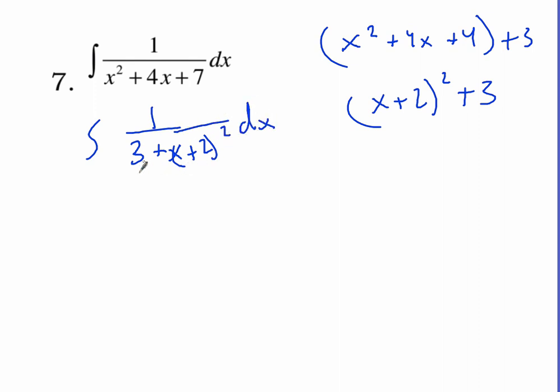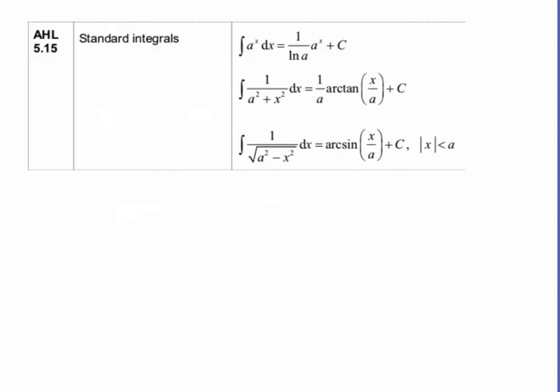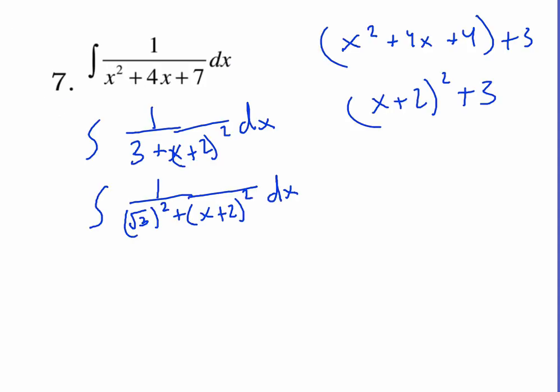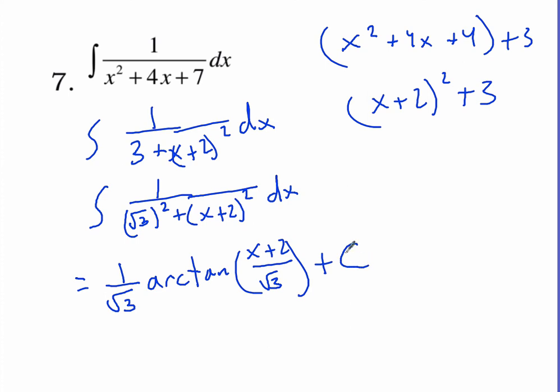And let me further clarify, this needs to be a square number to use that tangent integral rule in your formula booklet. So this is like root 3 squared plus x plus 2 squared dx. Okay, and then in the formula booklet we have 1 over a arctan x over a. So that's what this becomes. It becomes 1 over a, so that's 1 over root 3 arctan. In this case, the x is x plus 2, and it's going to be over root 3 plus c is the integral.